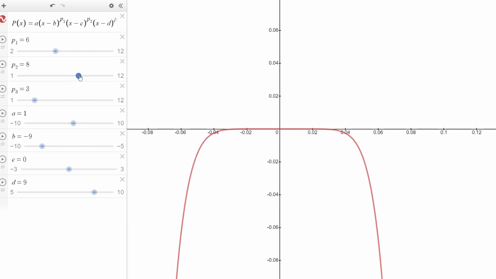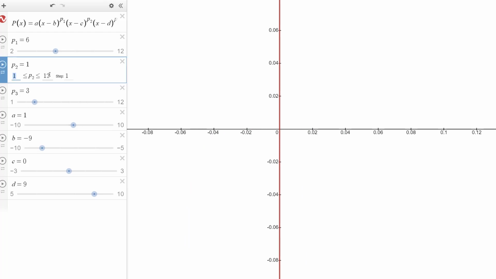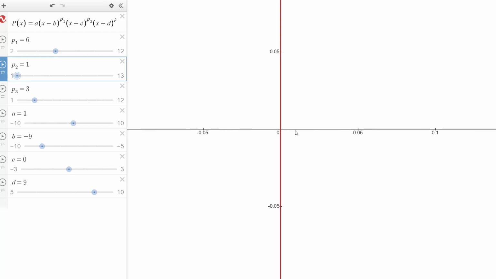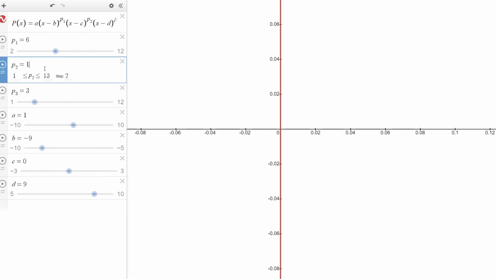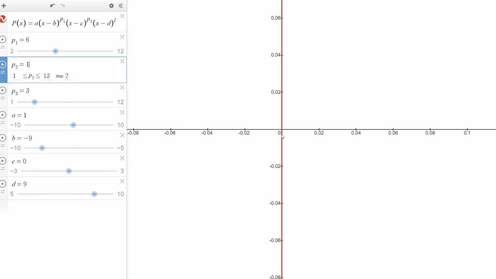But what if I wanted to do this one with odd powers? So let me go ahead and fix the step size here. I'll go from 1 to 13, and I'll do it in steps of 2, so it's only odd numbers. Now, if you look at this power of 1 on x minus c, and remember, what do I have c at? 0. So x minus 0, or in other words, x to the power of 1.